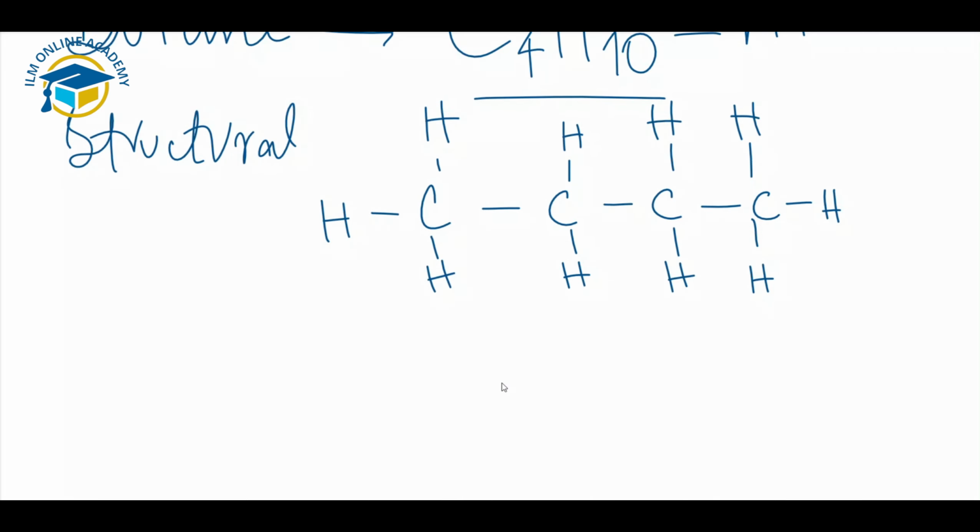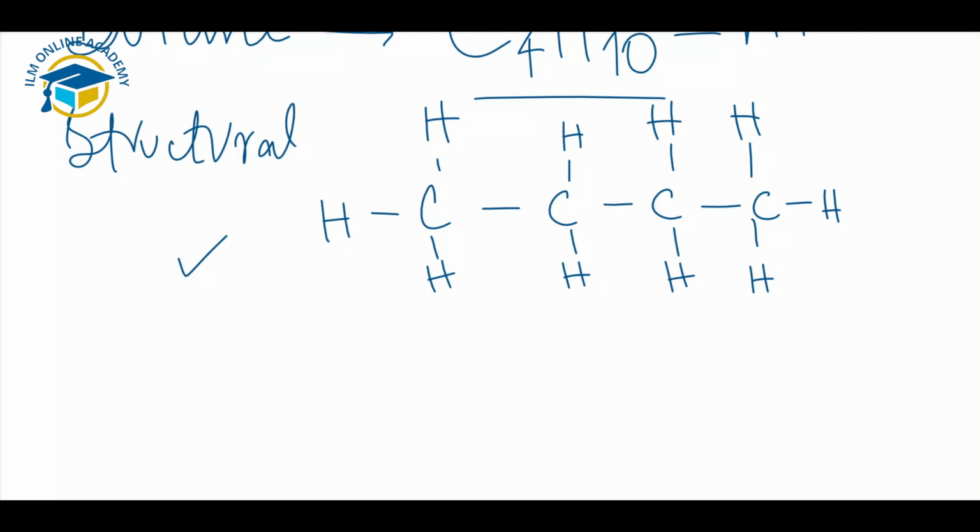Next, we will discuss the empirical formula also. These are the three different types of chemical formulas. Molecular formula shows the actual number of atoms of elements in a molecule. Structural formula shows the arrangement of the atoms within the molecule. As you can see here, this is an example of the structural formula.